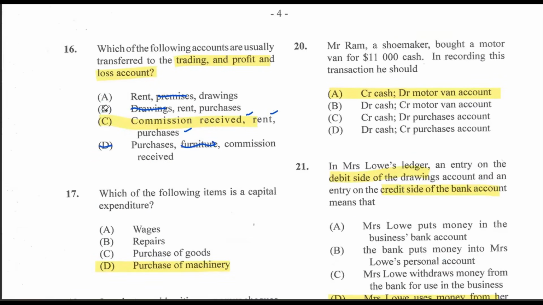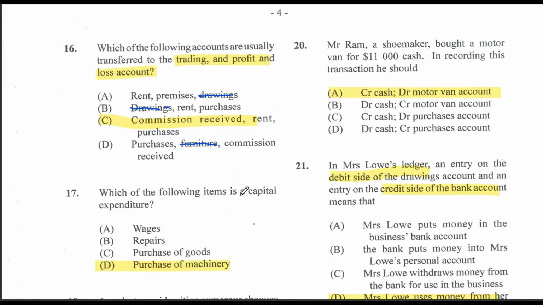Great job. Moving on to question 16, guys. Let's have a look at question 16. Question 16 asks us, which of the following accounts are usually transferred to your trading and profit and loss account? Trading and profit and loss account is your income statement. Items that will be transferred to your income statement include commission received, rent, and purchases. Why didn't we choose any others? Well, remember drawings. Drawings will not appear in an income statement. Drawings will normally go to your statement of financial position. So drawings is out. And if you look at the suggested answer D, we have furniture, which also goes to your statement of financial position and not your income statement.